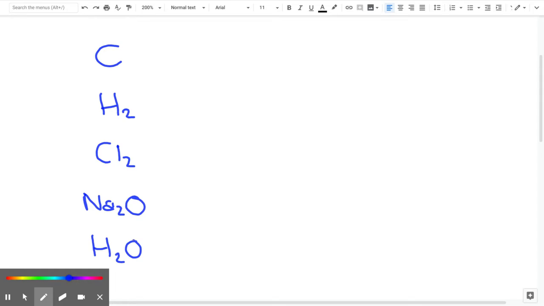So in this example, in this clip, we're just going to look at a few examples of what we would regard as atoms, elements, and compounds, and use relative atomic masses to calculate relative formula masses or relative molecular masses, as the case may be. So we're just going to do a few examples just to show us how to use those numbers.